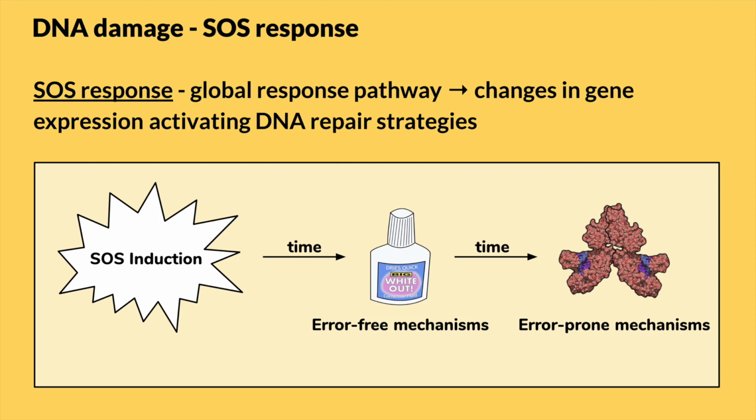So to survive, E. coli has evolved DNA repair mechanisms, which are collectively known as the SOS response. This response is temporal in that the first mechanisms deployed are error-free, and these processes are sort of like whiteout because the cell can cut out and replace DNA lesions, or white them out to write down the correct sequence. However, if these strategies fail, the error-prone processes are activated, which involve the activity of DNA polymerase 5.